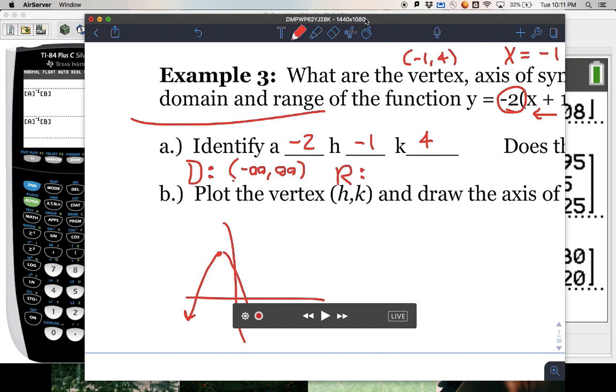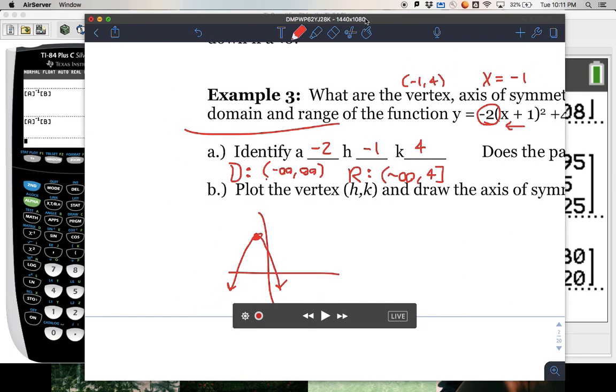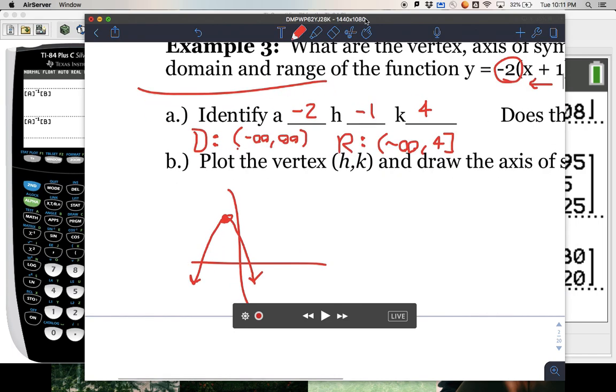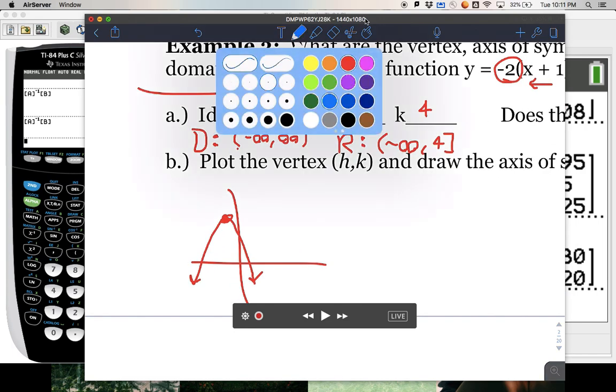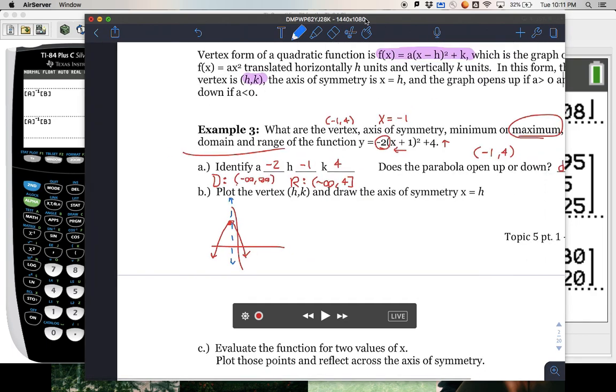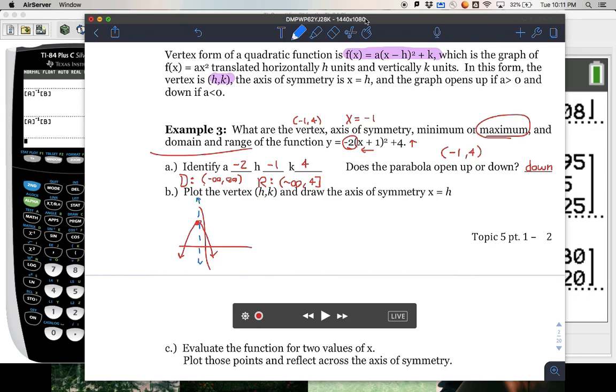You can draw your little arrows there, so that means your range starts at negative infinity and then goes up to positive 4. And then I'm going to put a bracket around 4 because we're including 4. And if you want to label your axis of symmetry, you can do that as well. And there you go. That would be your graph right there.